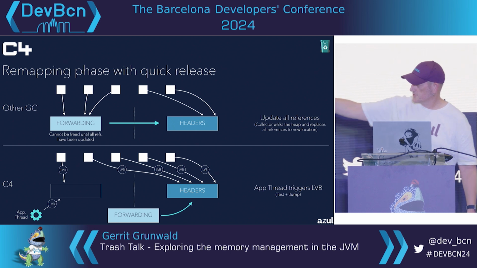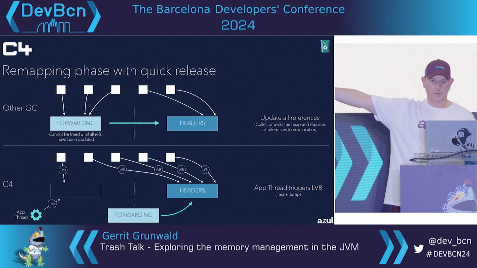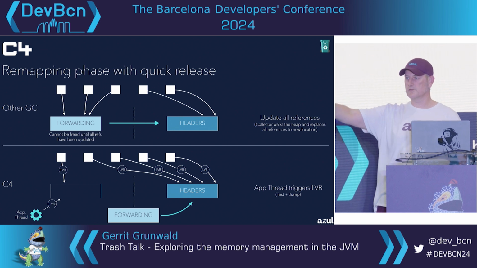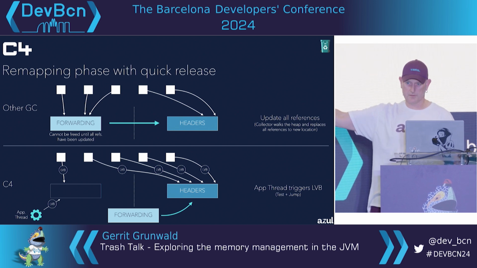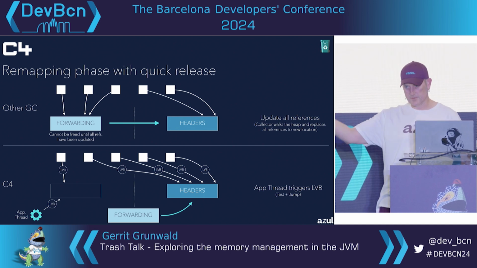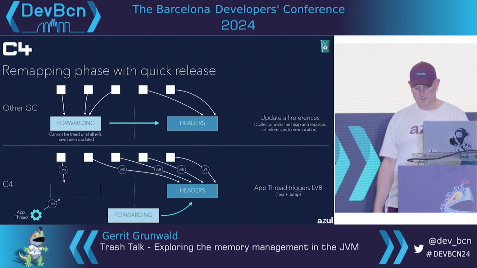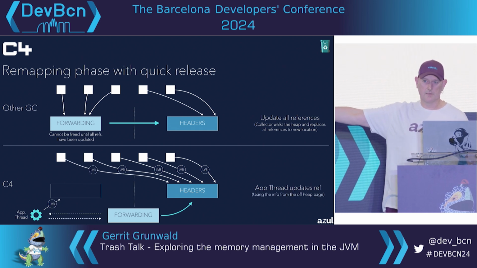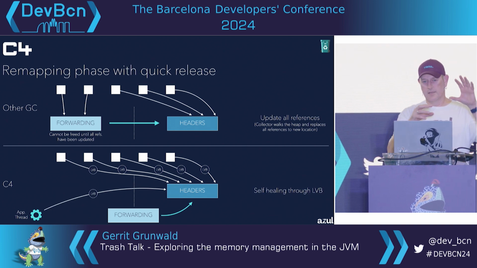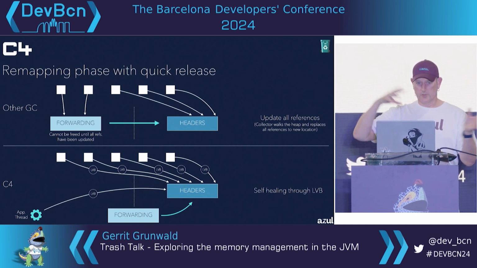And even if the application thread is now trying to access the old one, it does the test and jump. It sees the old reference and says, oh, I would like to address it. The loaded value barrier says, okay, let's test if it's a reference. Yes, it is. It tests if it's reachable. No, it's not. Okay, let's get the information from here and update the pointer. That's what it does. Again, the application thread and the collector thread working hand in hand here.